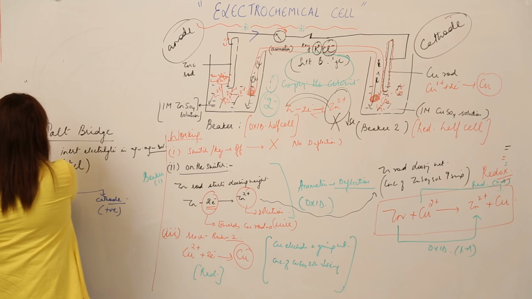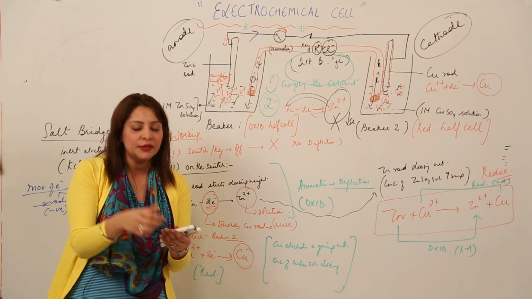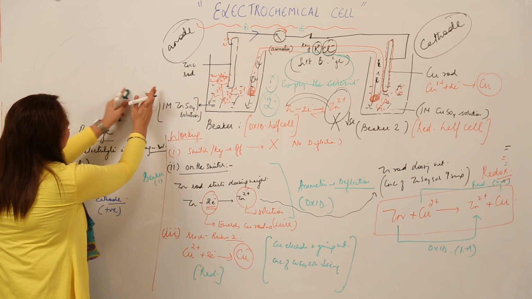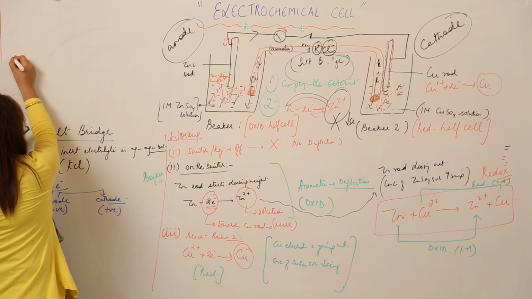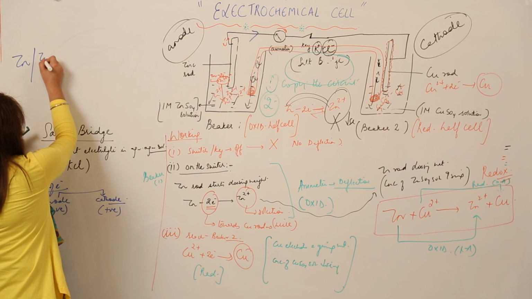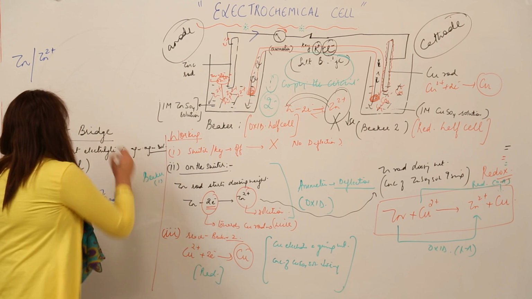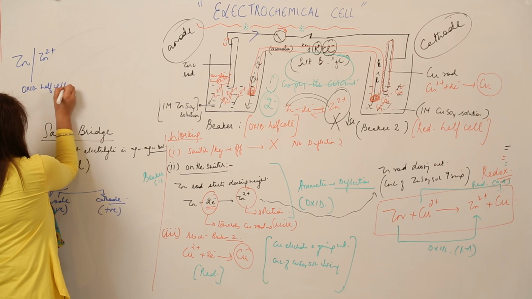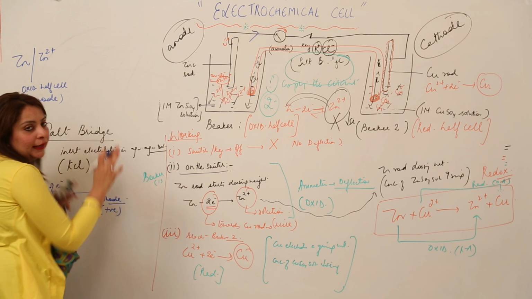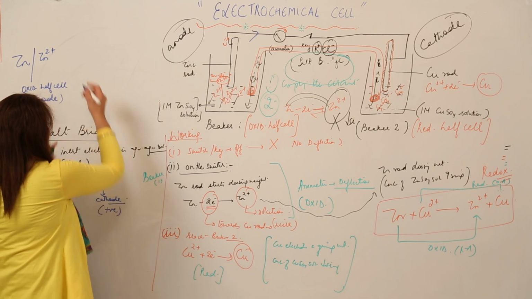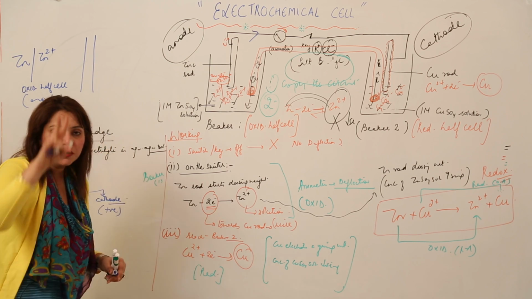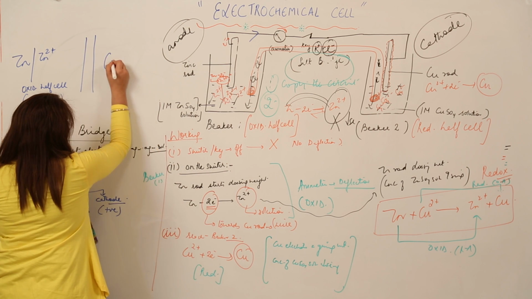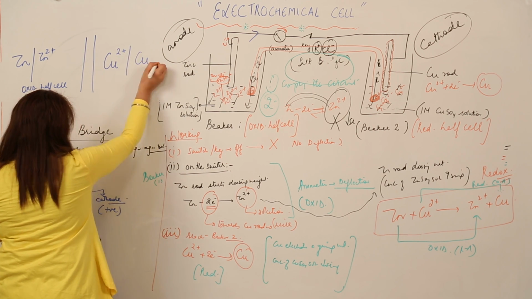If somebody asks you to represent the electrochemical cell, what do you need to write? First you write the oxidation reaction and then the reduction reaction. Oxidation means the zinc atom got converted into Zn2+. This constitutes the oxidation half cell and it is the anode. This beaker is separated from the other beaker by the salt bridge, indicated by two parallel lines. And here the reduction occurs, that means copper ion gets converted into copper.